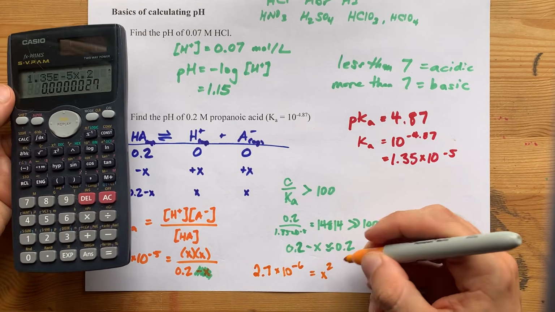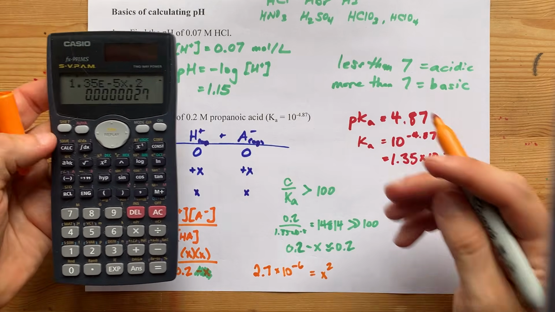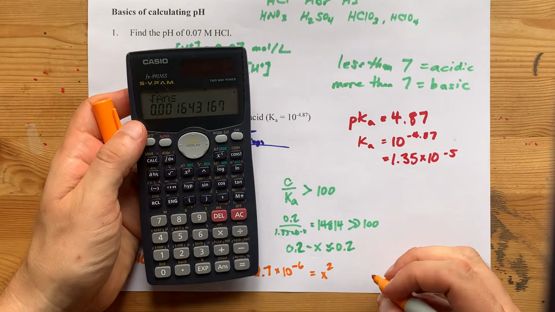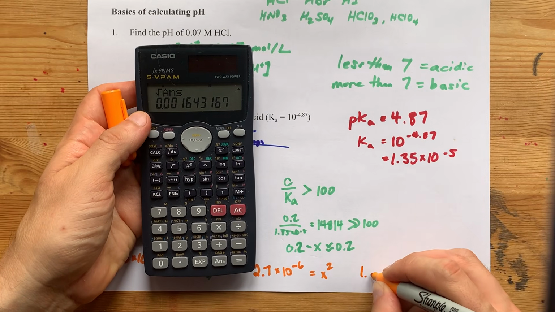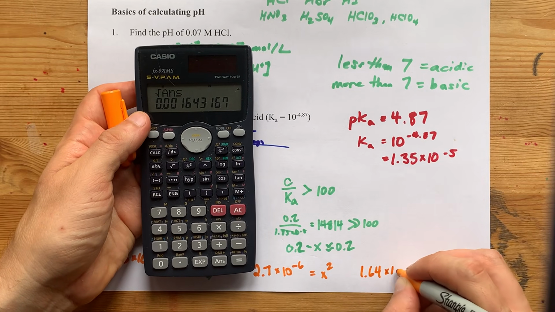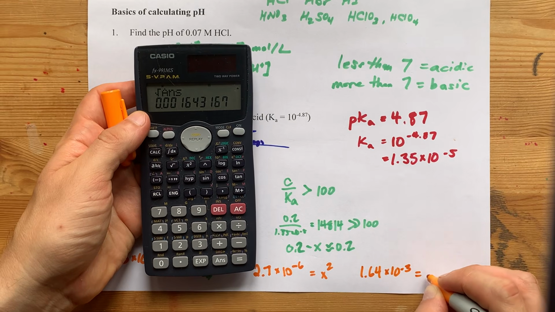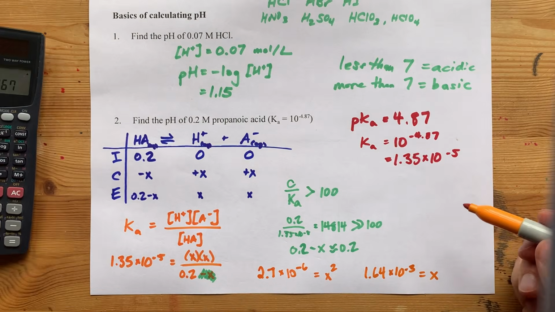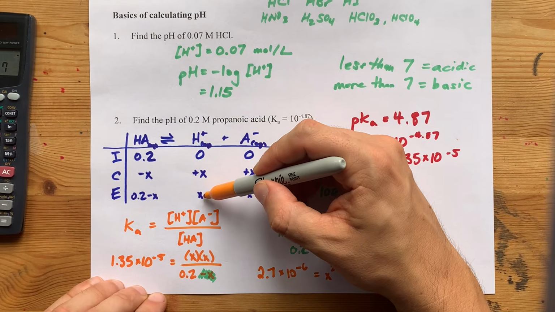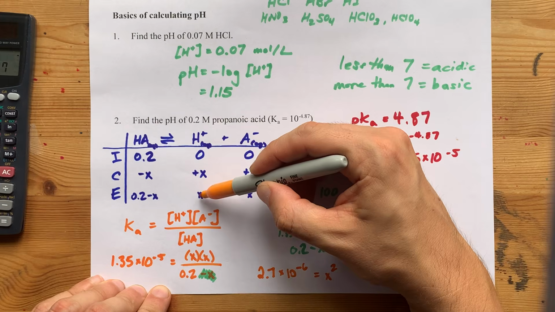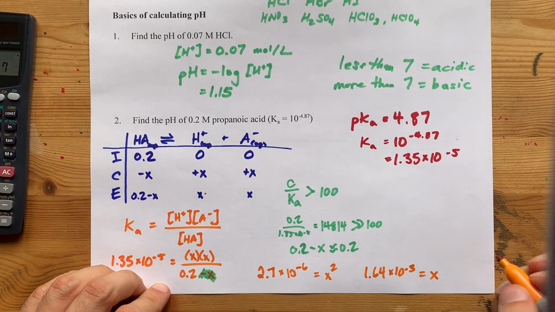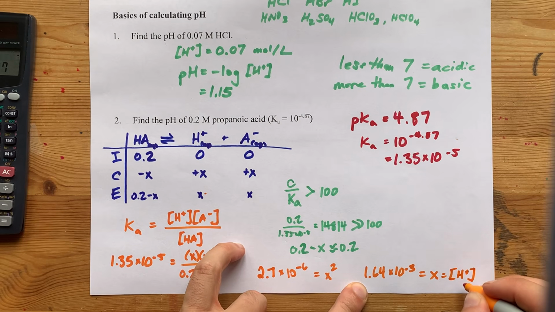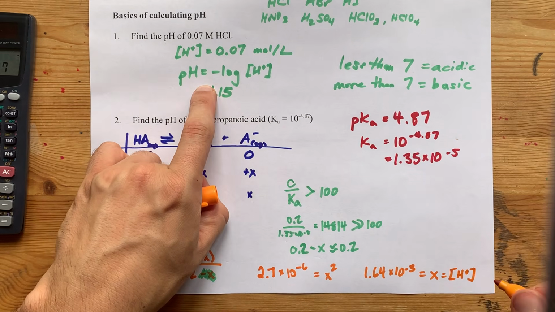To get rid of that squared, I square root the other side. So I'll just take that number and square root it. I end up with 1.64 times 10 to the negative 3 as x. Now that's important here because we've decided that x is the equilibrium concentration of H+, which means that's the number that we plug in to this equation.